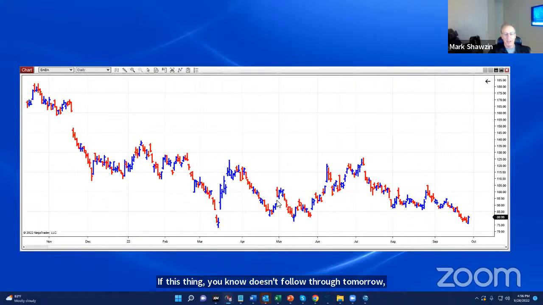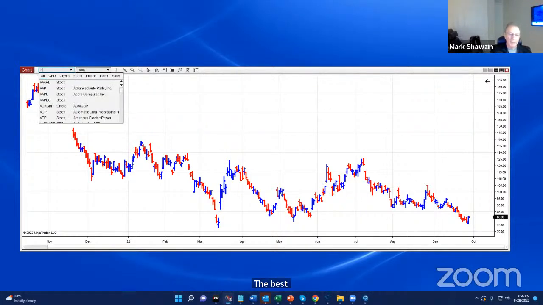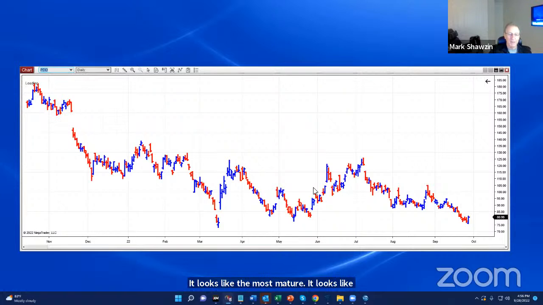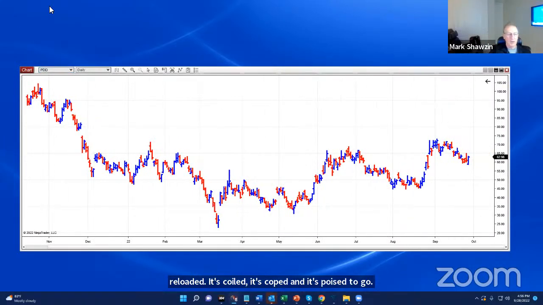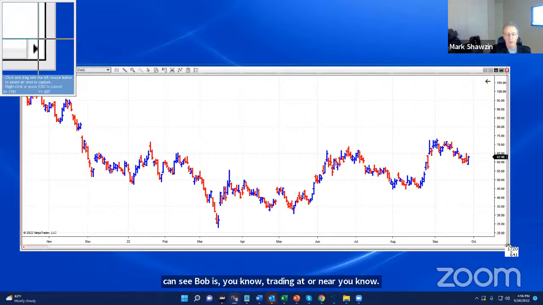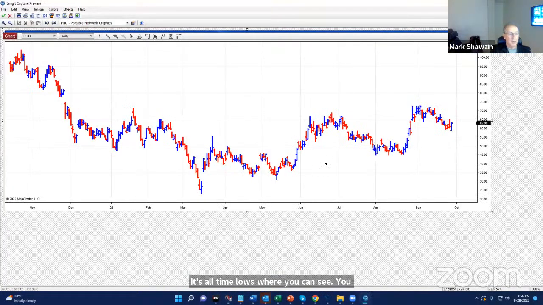So this isn't as nice looking as, I like PDD the best, Pinduoduo. It looks like the most mature. It looks like it's formed a pattern, it's reloaded, it's coiled, it's cocked, and it's poised to go. You can see BABA's trading at or near its all-time lows, where you can see, relative strength-wise, PDD is way off its low. BABA is still relatively trading down here. Now, I don't know if BABA plays catch-up quicker, or this goes first. So, I bought both.